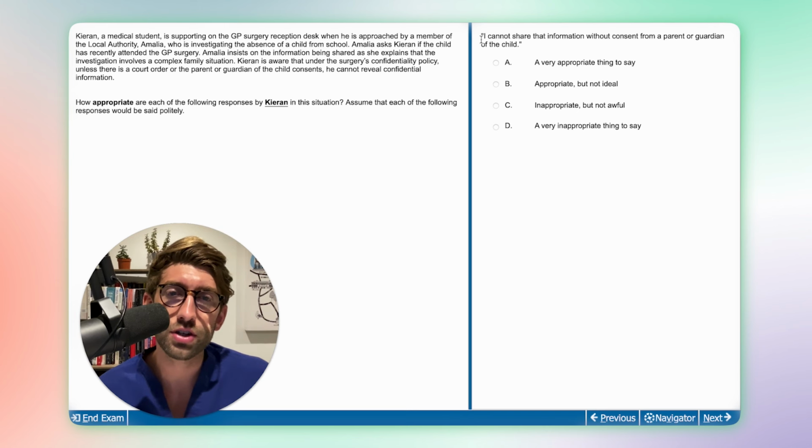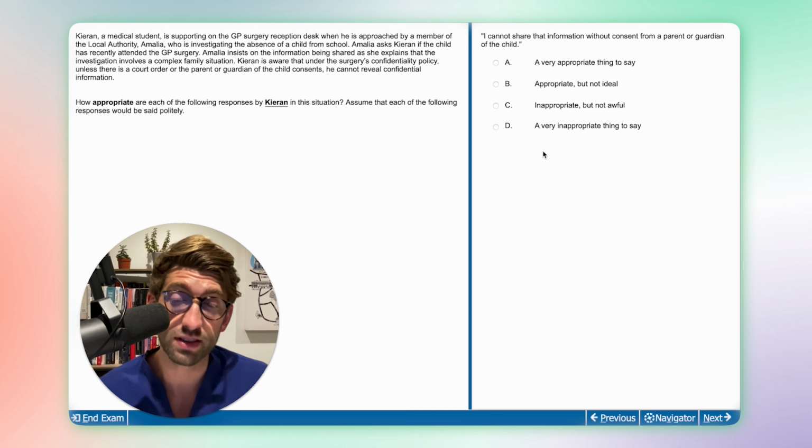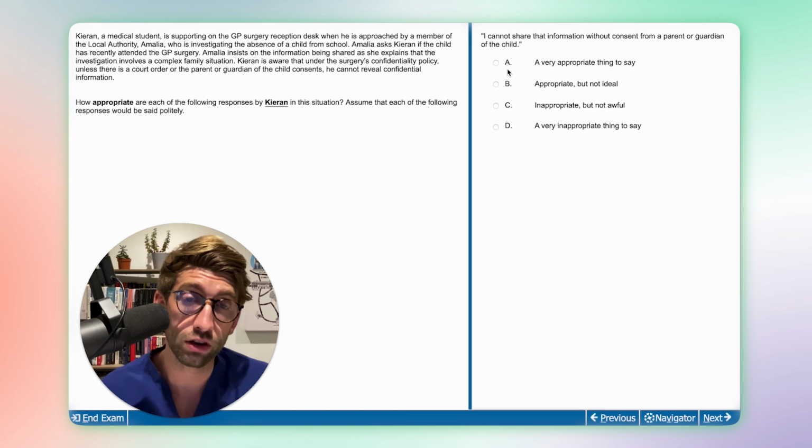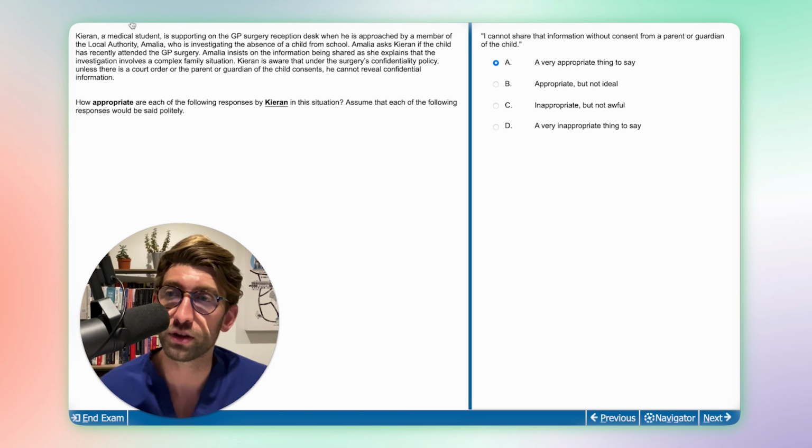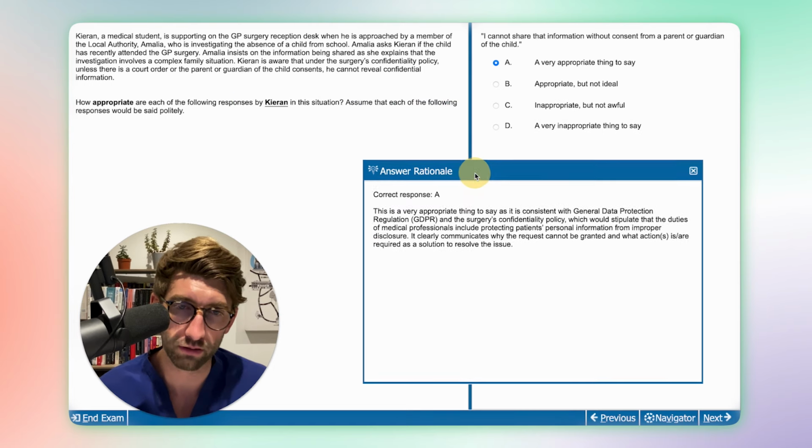So, "I cannot share that information without consent from a parent or guardian." Remember, he said it politely. So basically he's just telling them that he cannot do it. He's literally not allowed. And I would say that is definitely a good thing, and that is what you should do, really. So I would say that is a very appropriate thing to say. Okay, let's see what it says. So we've got that correct.